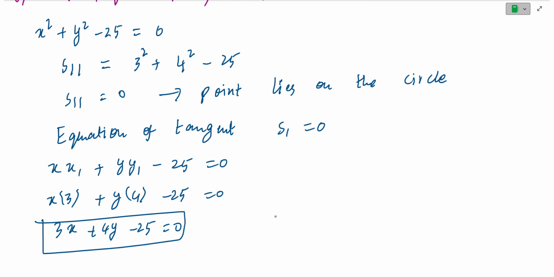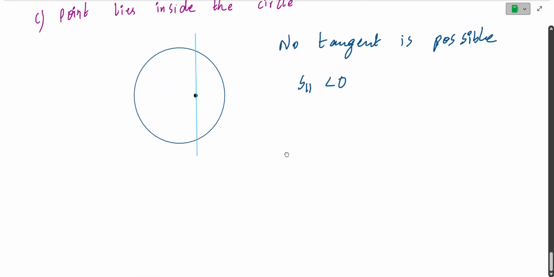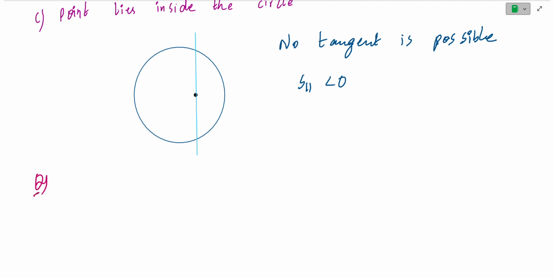And I'm giving one question as homework. Find the equation of the tangent to the circle x square plus y square is equal to 25 from the point P 1 comma 1. So find the equation of the tangent, if it is possible.